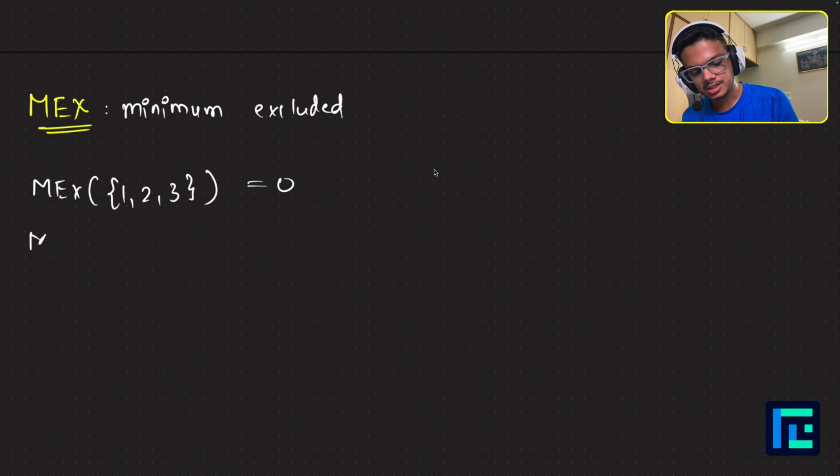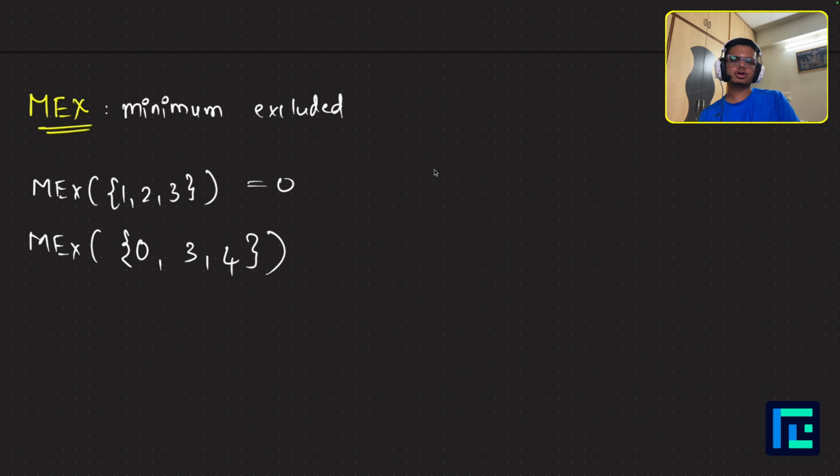For example, let's say you have a set like this, 0, 3, 4. What is the smallest non-negative integer not part of this set? The non-negative integers are 0, 1, 2, 3, and so on, right? The smallest non-negative integer missing is 1. So the output here is 1. I guess you got the idea of what a mex operation is. It simply stands for minimum excluded. You just output the minimum excluded number in this set, the smallest non-negative integer not part of this set.